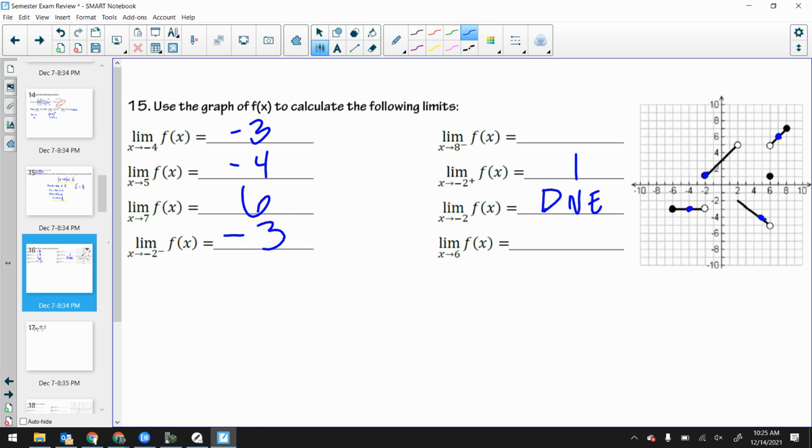Okay, what about 8 from the left? Looks like 7. What about 8 from the right? Doesn't exist, right? I know I didn't ask that, but we said it was 7 up there. 8 from the right doesn't exist. So does the full limit exist? No. It has to exist at both parts. And then the limit as x approaches 6. What would be the limit as x approaches 6?